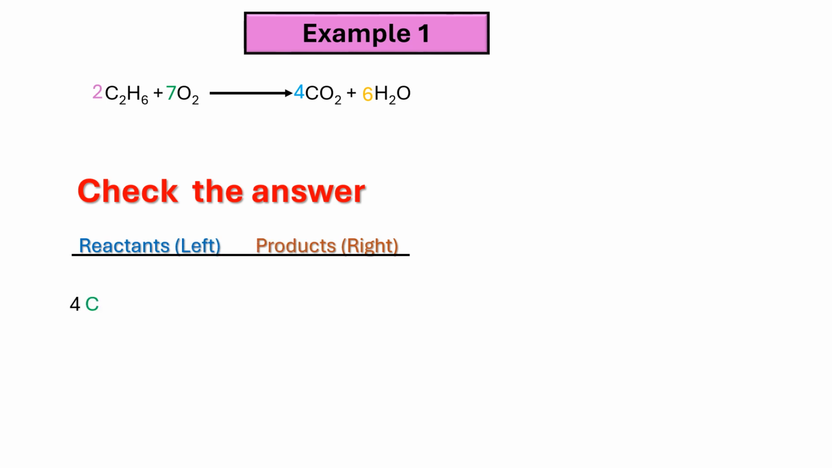So we have 4 oxygen on the reactant side, 4 oxygen on the product side, 12 hydrogen for reactants, 12 for the product. Oxygen is balanced and everything is balanced.